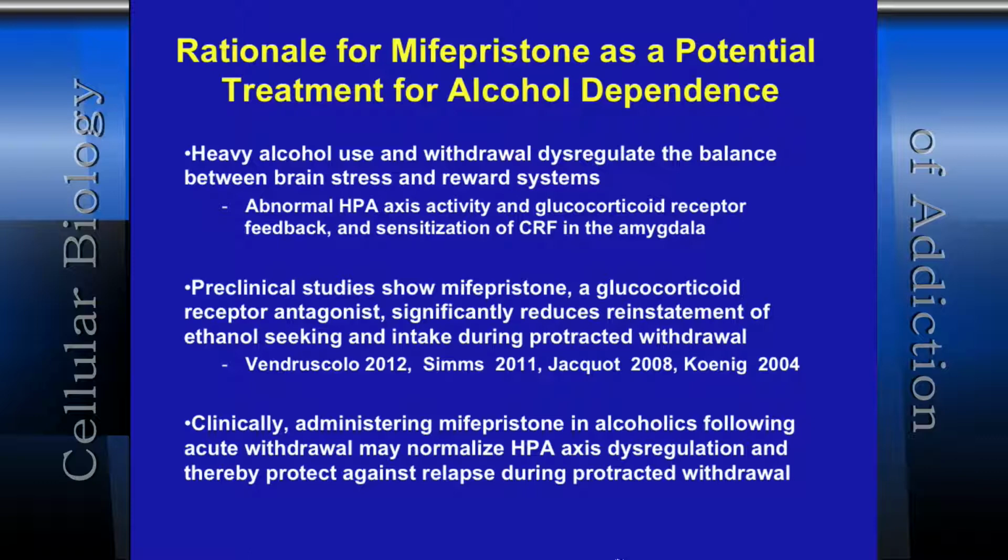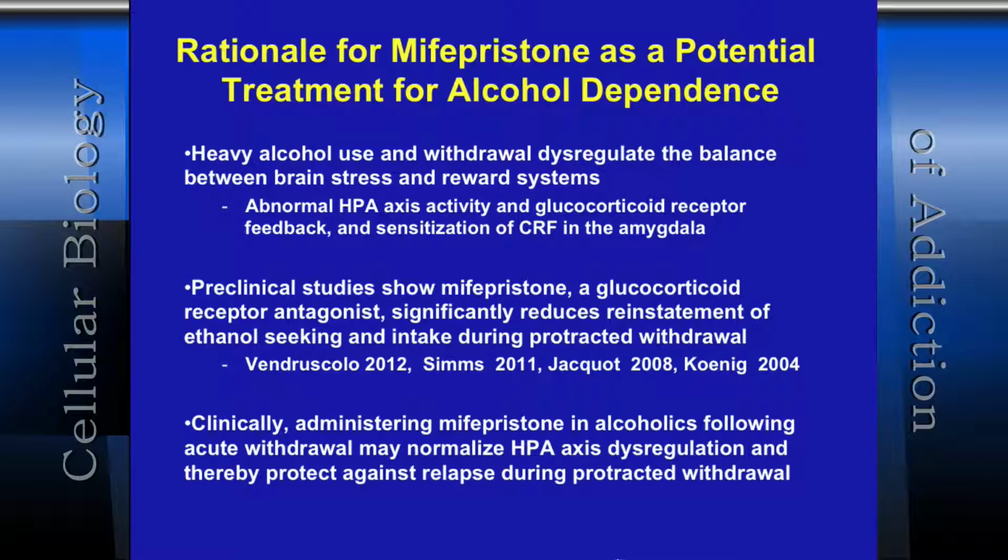And like George, I probably don't need to review it for you, that heavy alcohol use and withdrawal dysregulate the balance between the brain stress and reward systems. That's like a fundamental building block for our work. And that the abnormal HPA axis activity and glucocorticoid receptor feedback and sensitization of CRF in the amygdala are all factors that we kept in mind in our thinking about the Mifepristone.